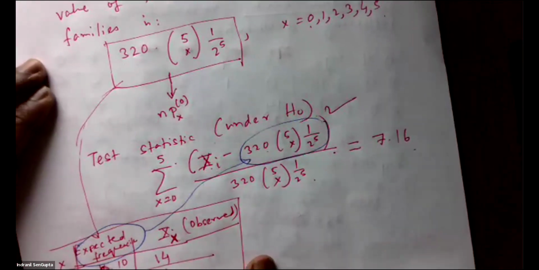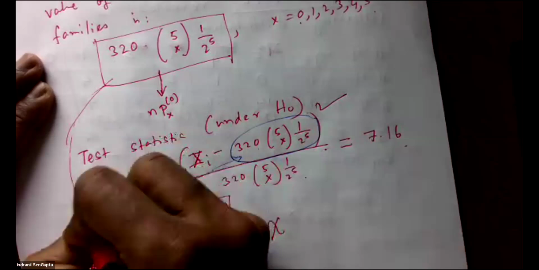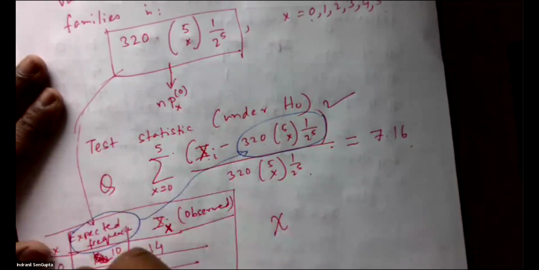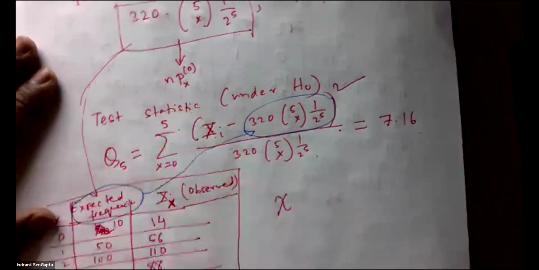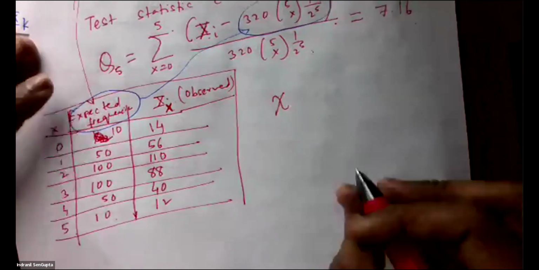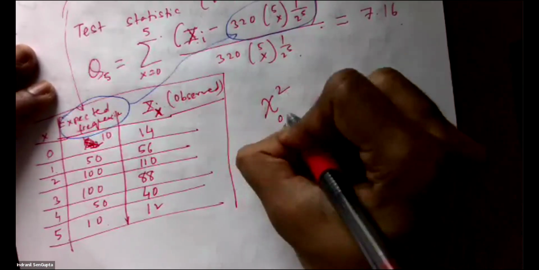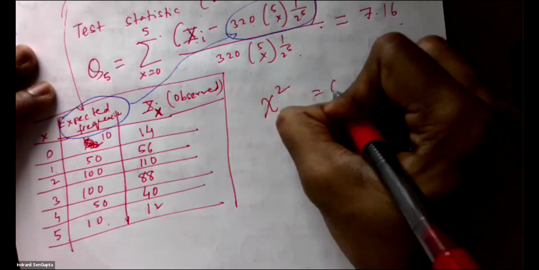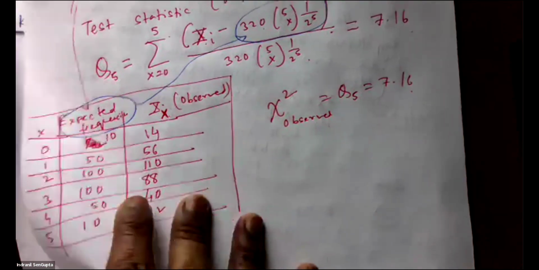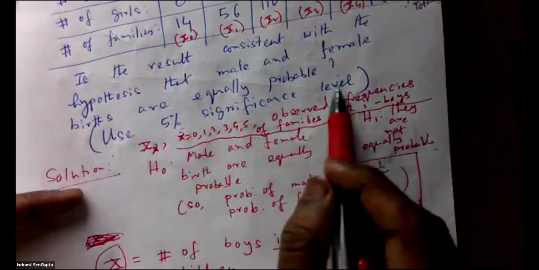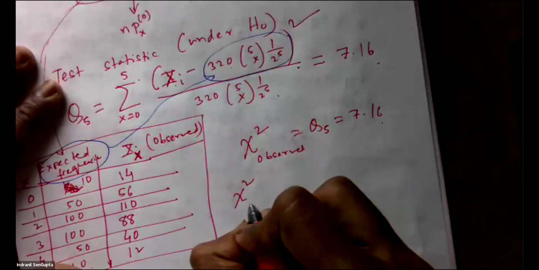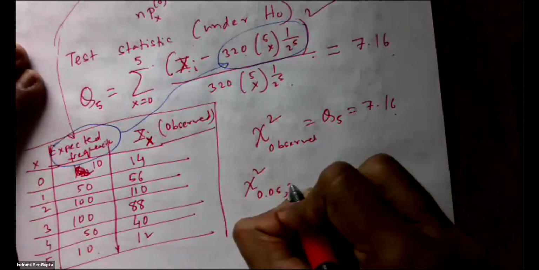Now we are trying to test this hypothesis. So this is the observed value, right? What is the degrees of freedom? There are 6 variables, so the degrees of freedom is 5, right? So 6 means we have to write 5. So what we get is chi-squared observed, which is chi-squared with 5 degrees of freedom, is 7.16. Now the problem is asking you to test the hypothesis at the 5% significance level, right? So that means I have to compute chi-squared 0.05 with degrees of freedom 5.